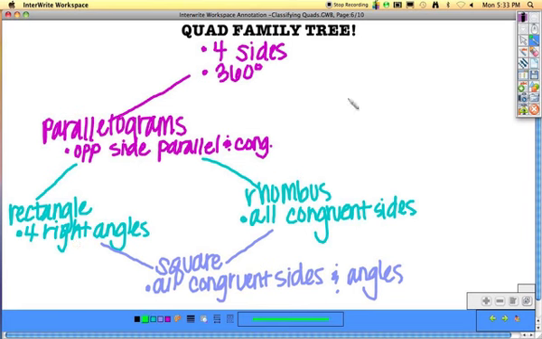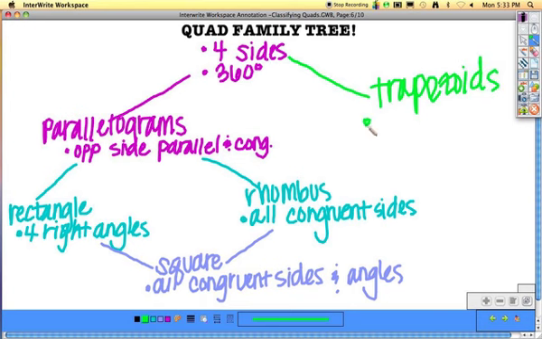And then over here on this side of the family tree by their lonesome, we have the trapezoids. And the only thing that you need to be a trapezoid is to have four sides that have angles that total to 360, and then the very important thing is that your trapezoid has one set of parallel sides.